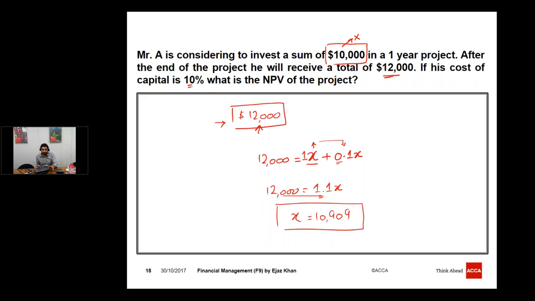Just to check whether this figure is correct or not, let's see what will happen if Mr. A invests $10,909 today. If Mr. A invests $10,909 today and he wants 10% of $10,909, what will that amount be? Can I have 10% of $10,909?